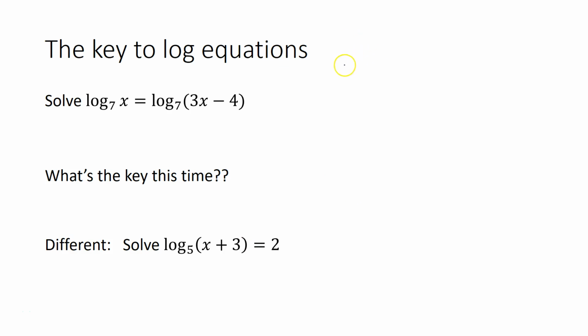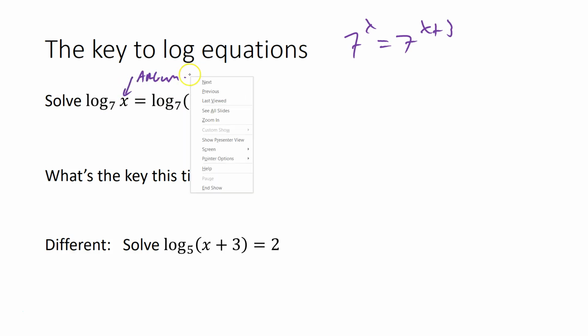So, key to solving log equations. Similar to when we had the exponentials before, like we had 7 to the x equals 7 to the x plus 3. Remember, x equals x plus 3, just have to have the same base. Same deal here. You have the same base for both of your logs, then you can just set the arguments. These are called arguments. It's called the argument of a log. So we're setting the arguments equal to each other.